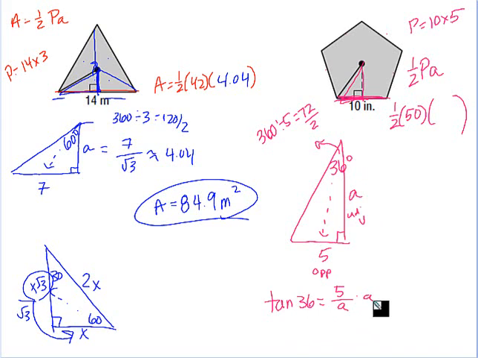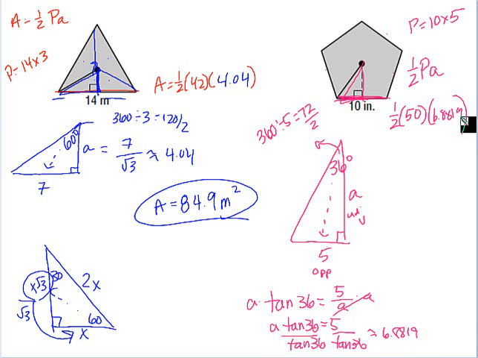To solve for our adjacent, our apothem, we multiply by A. So we have A times the tangent of 36 is equal to 5, and then we can divide by the tangent of 36. So if we take 5 divided by the tangent of 36, we get about 6.8819, so that's our apothem. If we use that apothem, we times it by 50, and then we times it by 1/2, the area for this pentagon is about 172.0 inches squared.